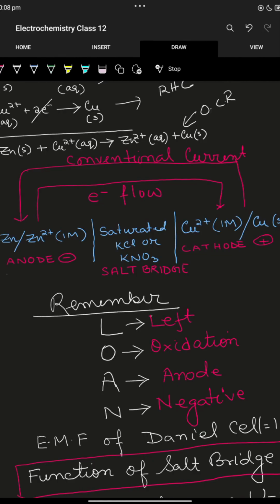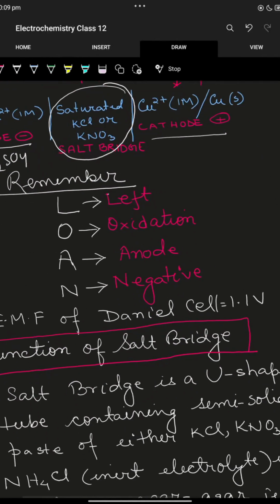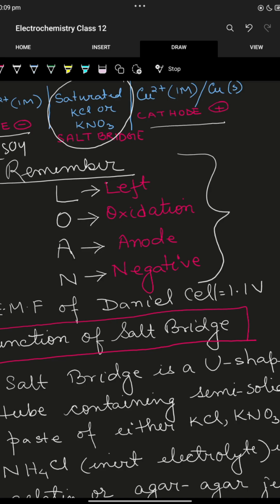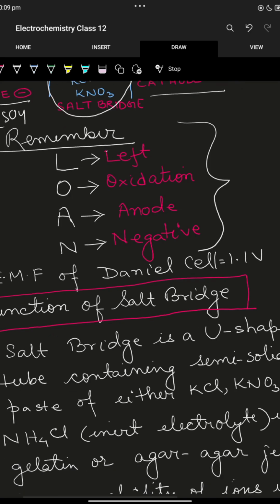You can see this is the anode, this is the cathode, and in the salt bridge you have saturated KCl or KNO3. Yes, you can also keep K2SO4. The electron flow takes place from the zinc end to the copper end, and the conventional current is from the copper end to the zinc end. Remember this to remember that on the left-hand side oxidation takes place. It is the anode and attains the negative terminal.